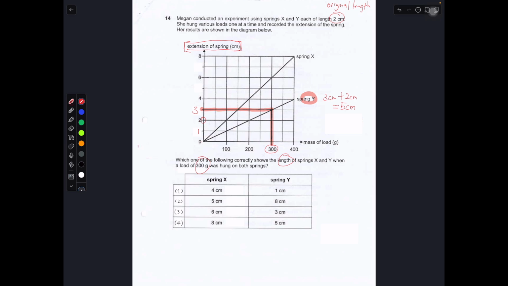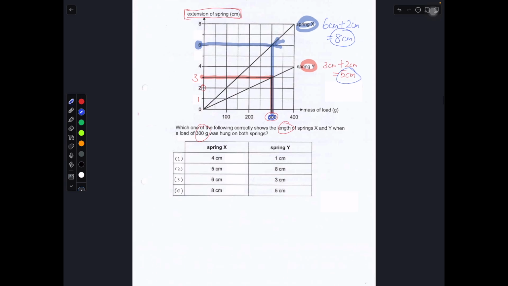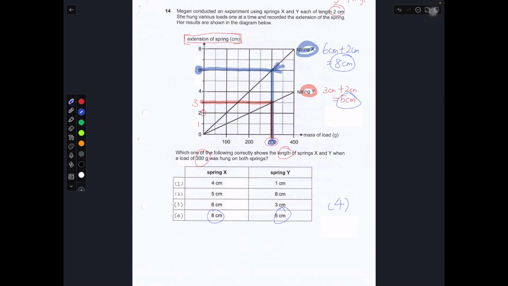Then for spring X, same thing, 300. You go up all the way. Over here, it meets here. For spring X, it reads 6. So it extended by 6. So 6 cm plus 2 cm, the total length is 8 cm. Based on this calculation, number 4 is correct. Some of you may have chosen number 3.